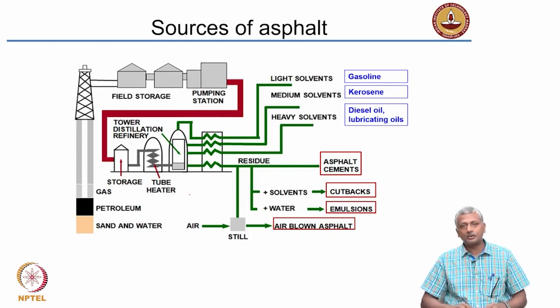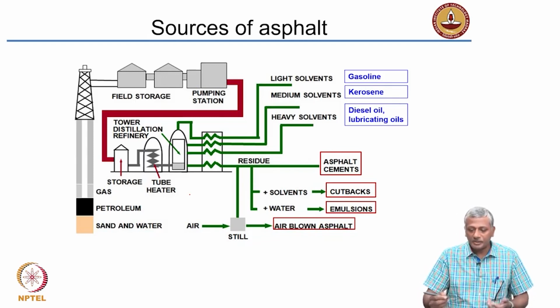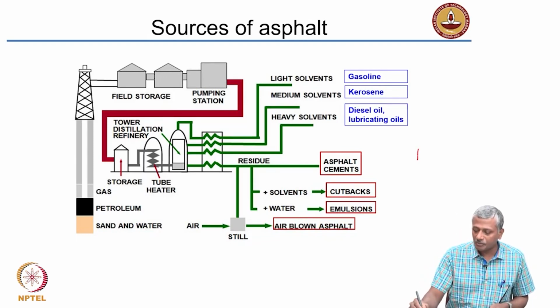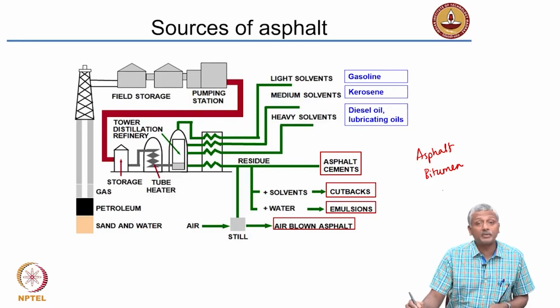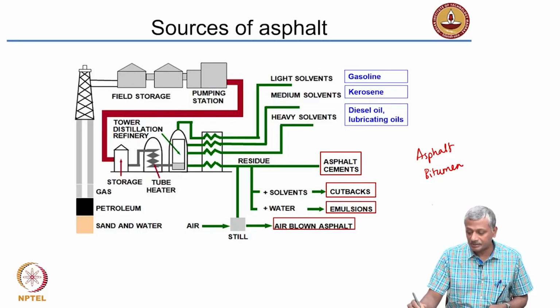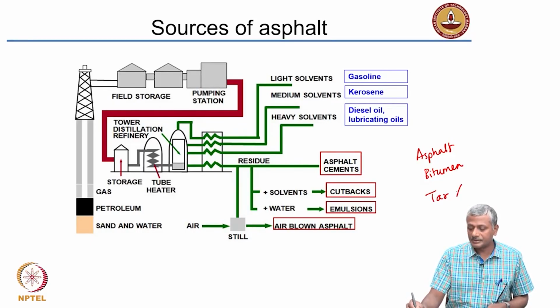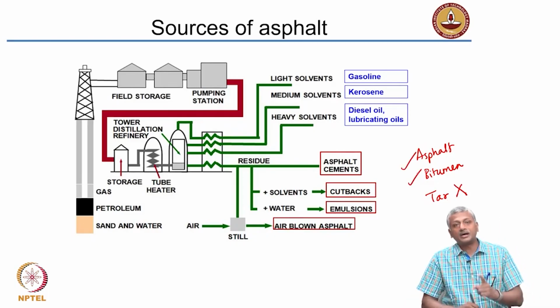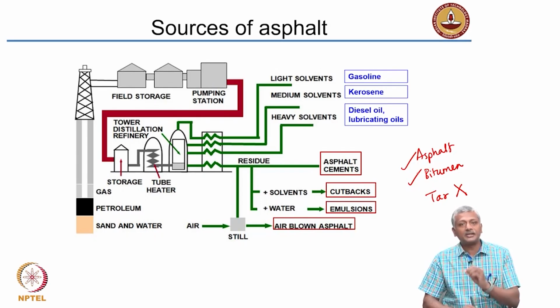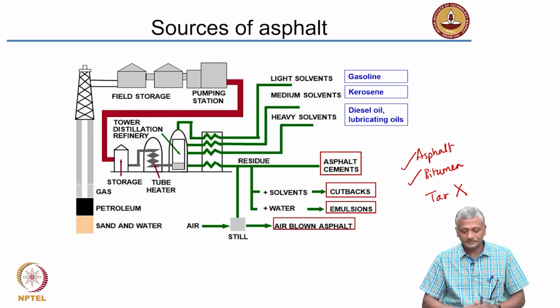Where is asphalt or bitumen obtained? Asphalt and bitumen are one and the same. Many of you may have heard different terminologies: asphalt, bitumen. Some of you may even call such pavements tar roads. That is wrong. It has to be either asphalt or bitumen. Tar is incorrect because tar is a different material. I will touch upon that in just a minute.